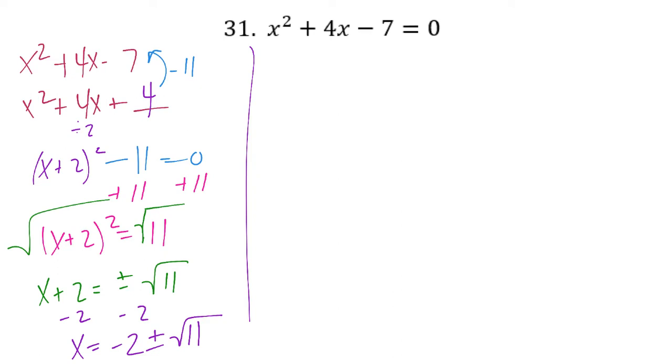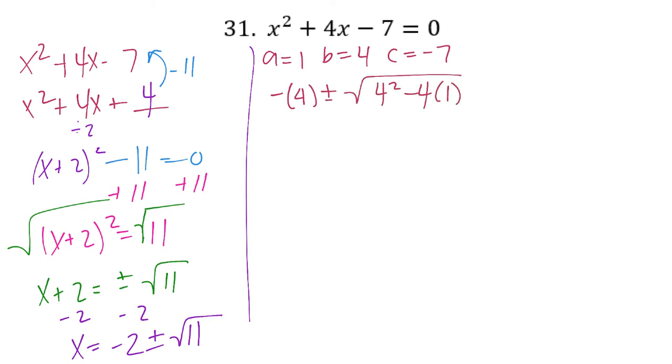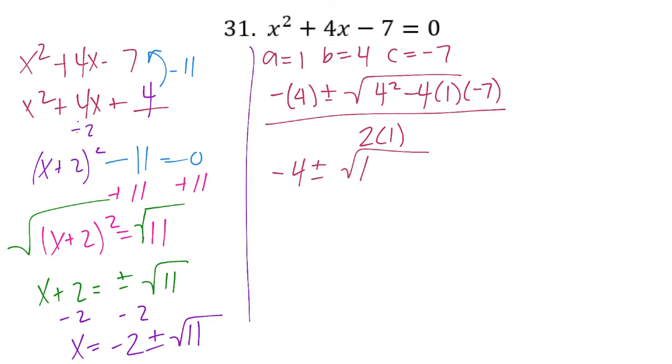So if we're doing quadratic formula, A is 1, B is 4, and C is negative 7. So negative B, so negative 4 plus or minus the square root of B squared, 4 squared, minus 4 times A times C, all over 2 times A. So negative 4 plus or minus the square root of 16 plus 28 over 2. Then we have to simplify that. So negative 4 plus or minus the square root of 44 over 2.